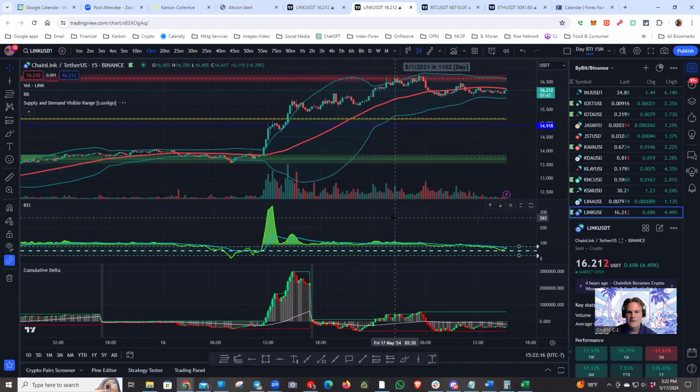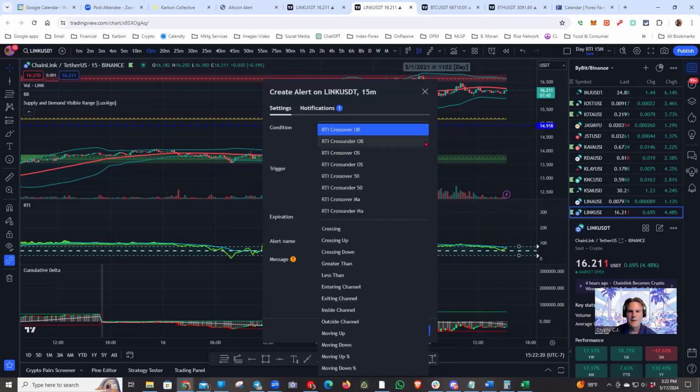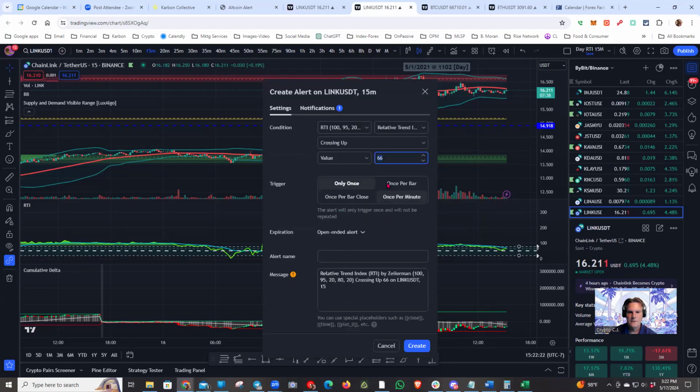You can right click on the RTI, add an alert, crossing up. And you can use the 20 for the bigger dip, the 50 for the medium size, 80 for the pump, catching that pump. Or you can set one on each one if you want.